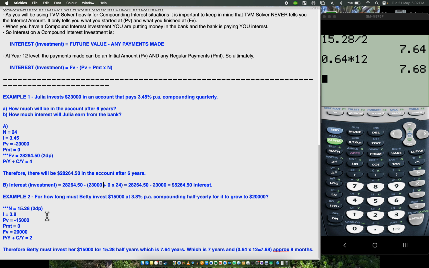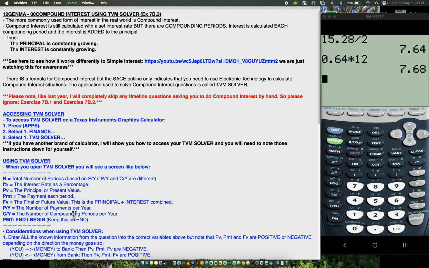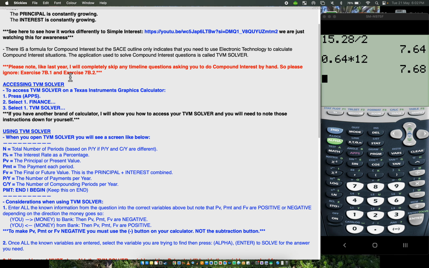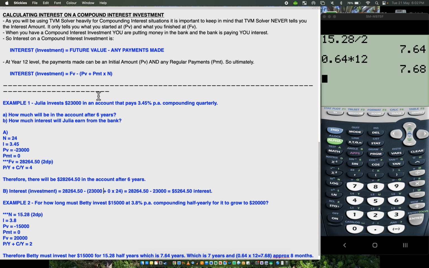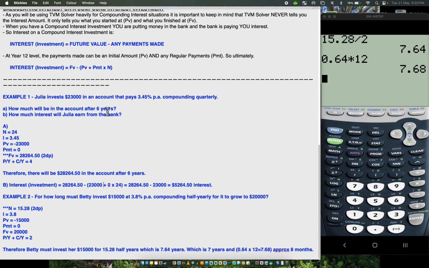That's it. So that gives you an idea of how to use TVM Solver for compound interest questions. You're skipping a number of exercises. You are starting at exercise 7B.3 today to practice getting good at using TVM Solver. Hopefully that helps you out, and see you in the next video.